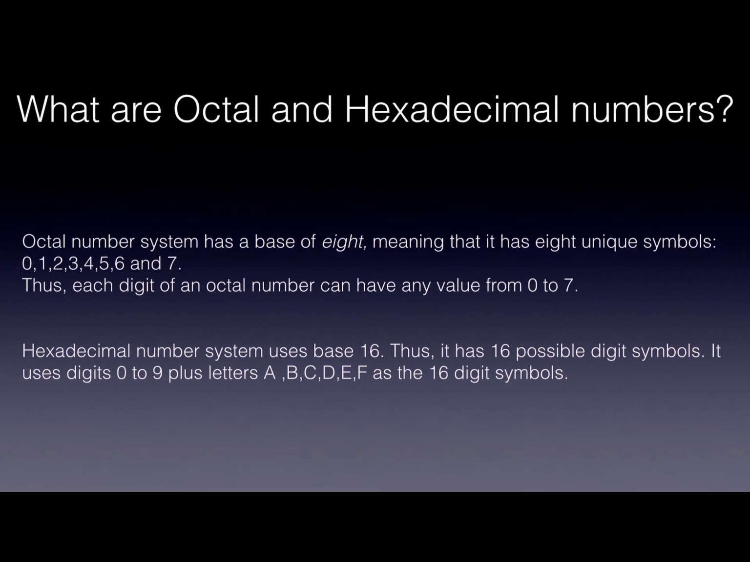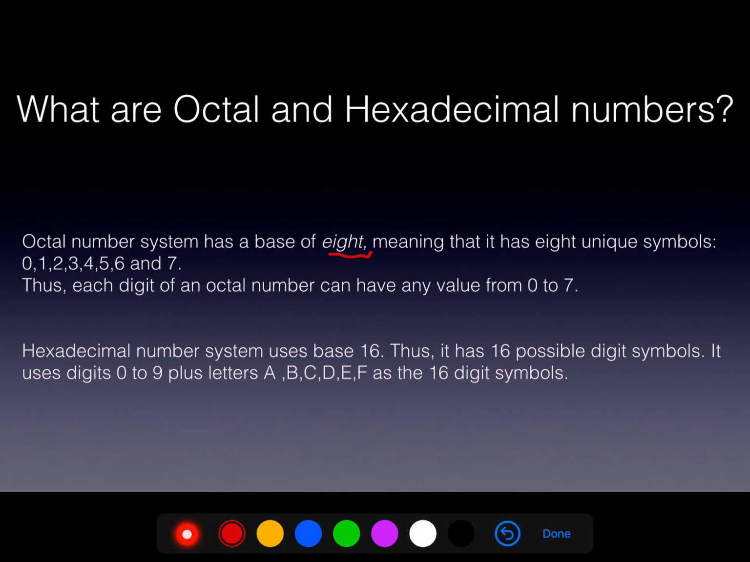So the octal number system has a base of 8. This you have to keep in your mind. In the decimal number system it was base 10, for binary it was base 2, and for octal it has a base of 8, meaning that it has 8 unique digits ranging from 0 to 7. If you count 0 to 7, there are in all 8 unique digits. So there will be no digit like 8 or 9.